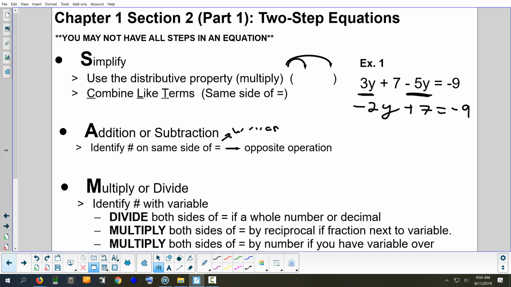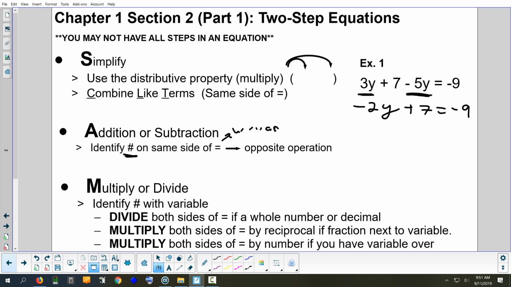What's my next step after simplify? These two operations, I do them together. Yeah, subtract, or add 2y to each side. So we're going to do addition and subtraction. I agree, we are going to do something with that. But what we want to do is identify just the number. Just tell me what the number is that's on the same side with the variable, not the number right next to the variable, just the number that's all alone. What is it? It's a plus 7.